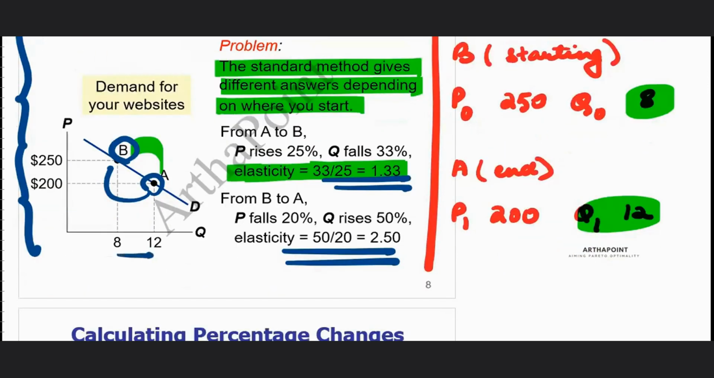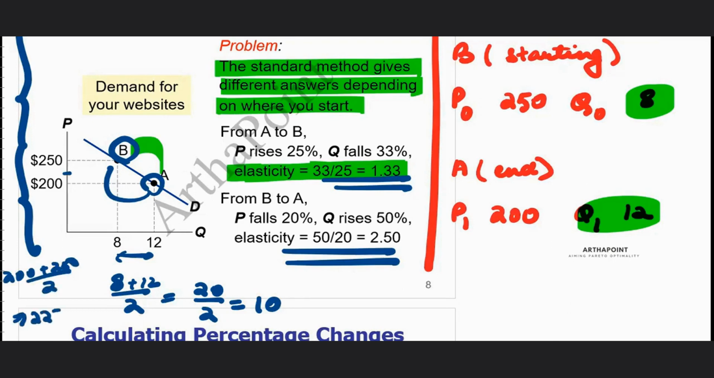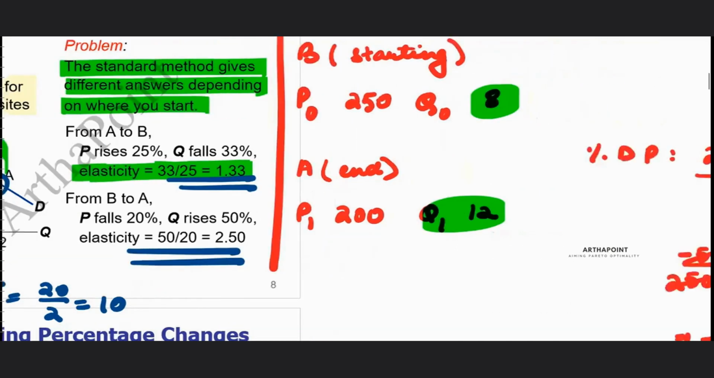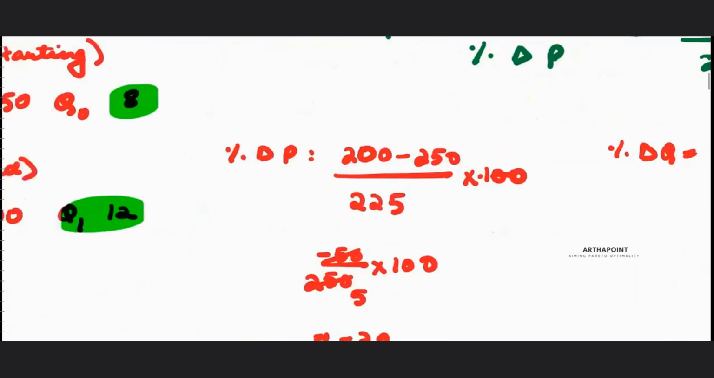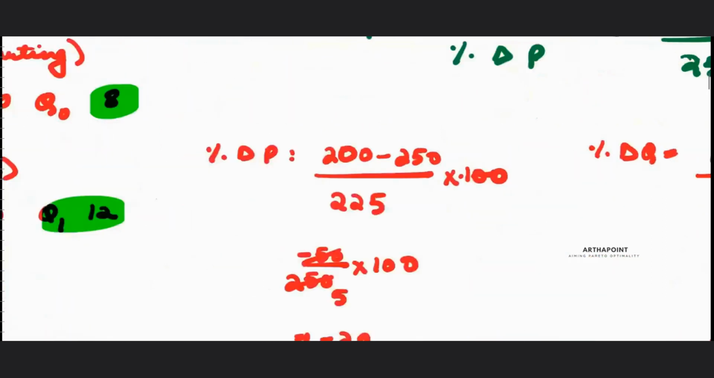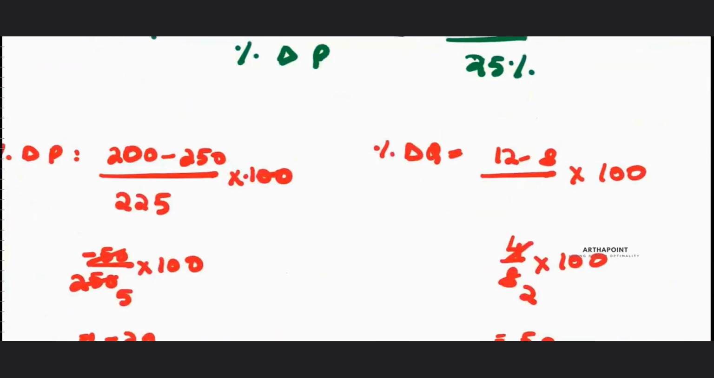So the midpoint of the quantity will be 8 plus 12 by 2, which will be 20 by 2, which will be 10. And the midpoint of the price will be 225, isn't it? 200 plus 250 by 2, so this will be 450 by 2, which will be 225, right? So while taking the base, I will take 225 here, and I will take 10 here.